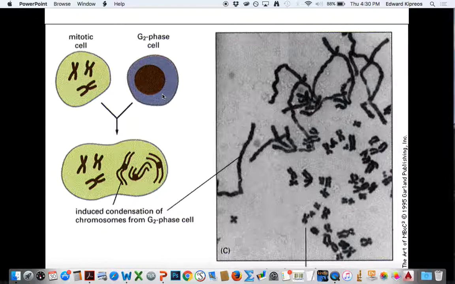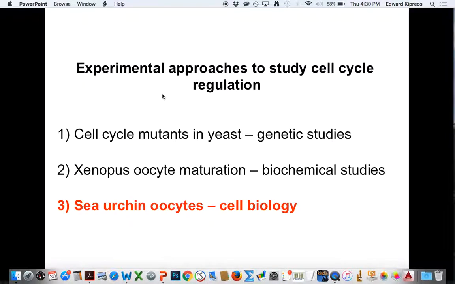At any rate, what this is demonstrating is that there's some factor in the mitotic cell that's forcing the other cells to go into mitosis. Same thing with the maturation promoting factor, okay? But they have no clue what it is. All right, so they're stuck right there. They don't know what it is.